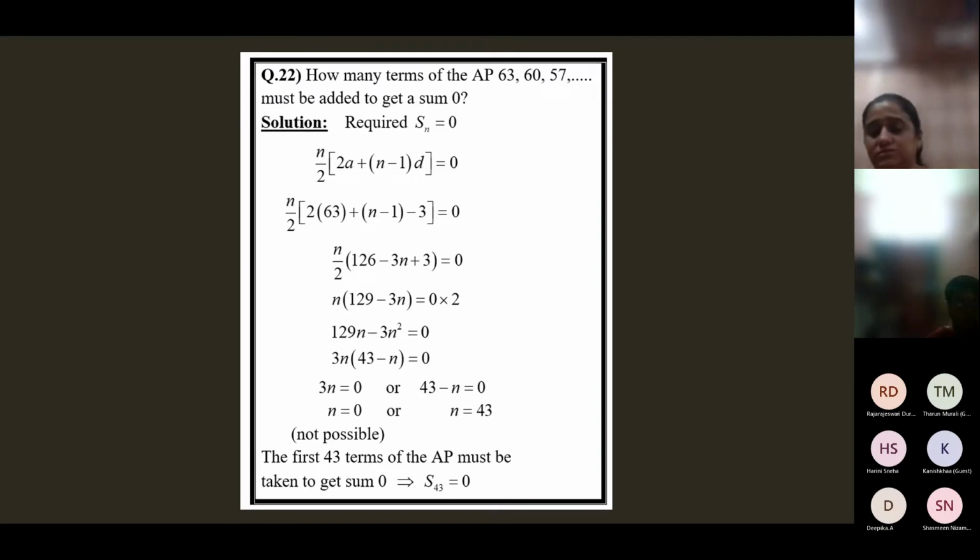Simple or not, children? Yes, ma'am. I'm forcing you to say that. Okay. It is simple. I'm sure for all your aptitudes, it is very simple.